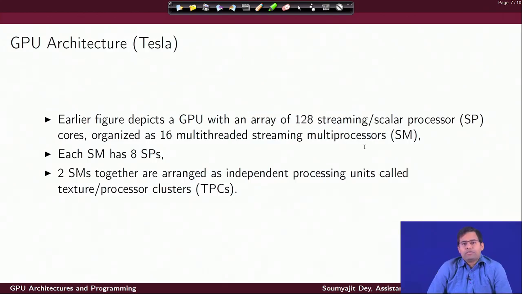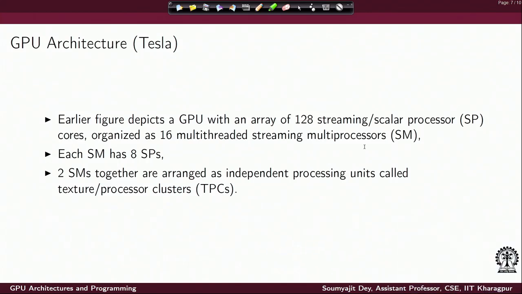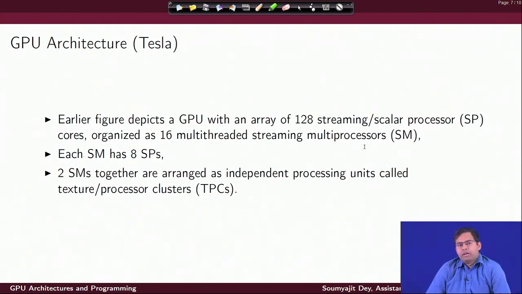So coming to this idea of GPUs. If we take an example GPU architecture, as we know that there has been an evolution of GPU architecture in the last decade, and there are several well-known families of GPU architecture. So we start with one of the earlier ones, which was also very popular, the Tesla architecture. The earlier figure depicts a GeForce GPU, with an array of 128 streaming processors or scalar processors cores, as we discussed earlier, and they are organized as 16 multi-threaded streaming multiprocessors.